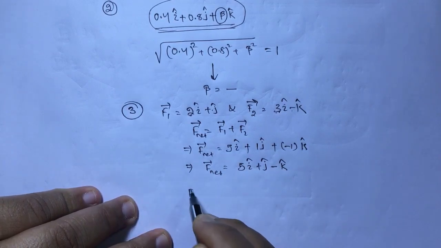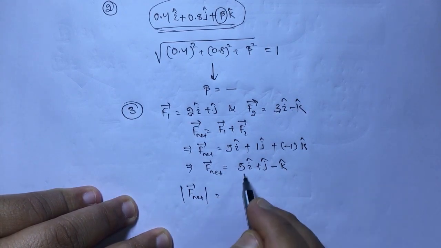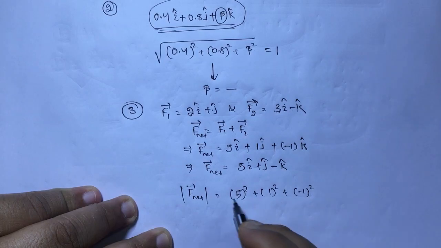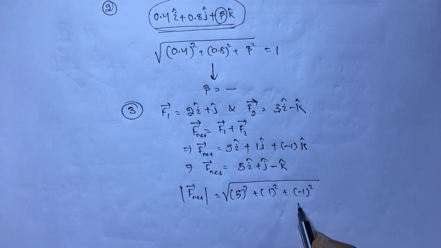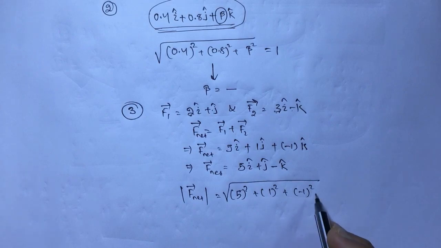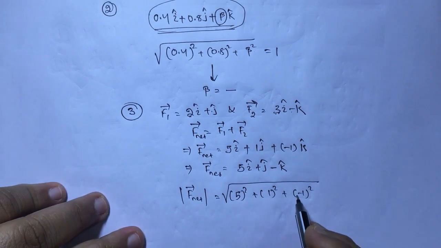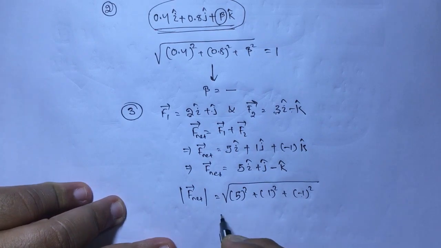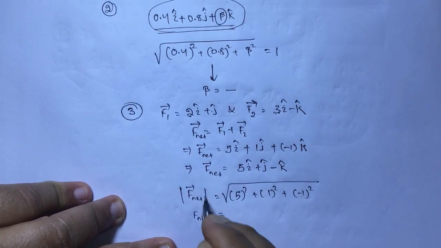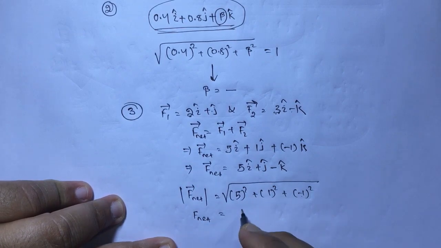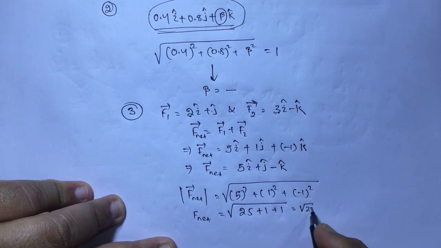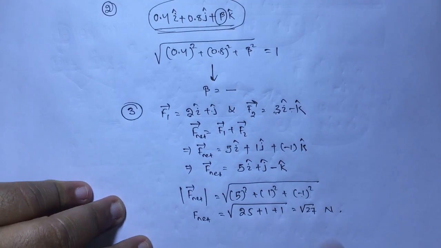So F net magnitude can be given by square root of ax square plus ay square plus az square. Here students normally make a mistake: they write minus 1 square. Don't write like that. It is az whole square, so it is minus 1 whole square, not minus 1 square. Be careful, and you can find the F net magnitude. Don't give the vector symbol, it is the magnitude. So it will be root over 25 plus 1, equal to root 27 Newton. So this is the answer.